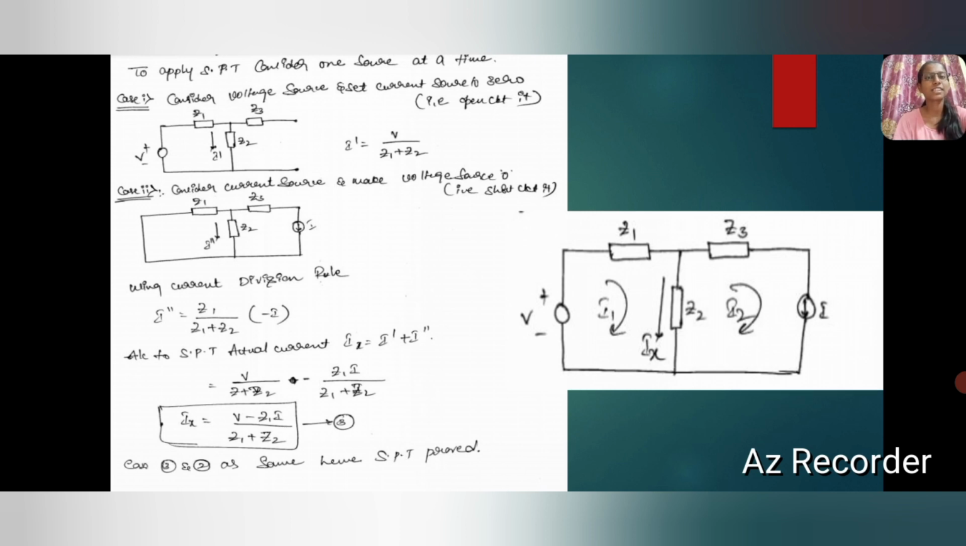Case 2 is considering the current source and making the voltage source 0 by short circuiting. By using the current division rule, we get I double dash is equal to Z1 by Z1 plus Z2 into I, which is equal to minus I. Also, we know the superposition actual current Ix is equal to I dash plus I double dash, which is equal to I dash minus I double dash, given by Ix is equal to V minus Z1 I divided by Z1 plus Z2. This is equation number 3.